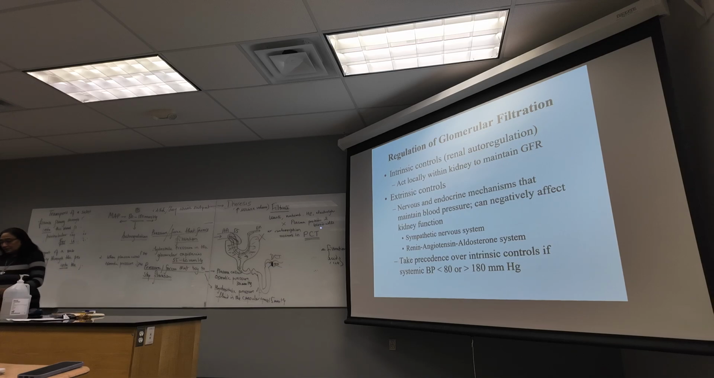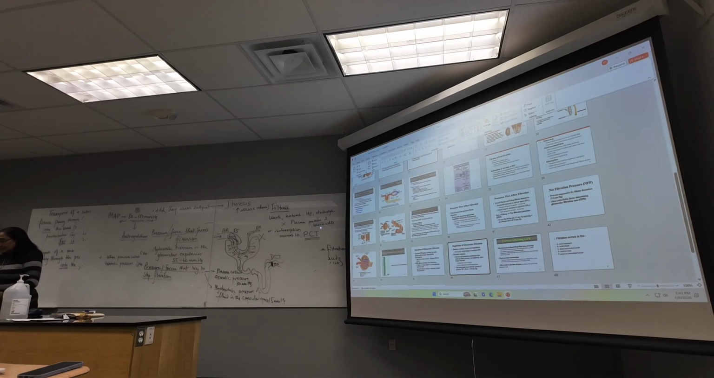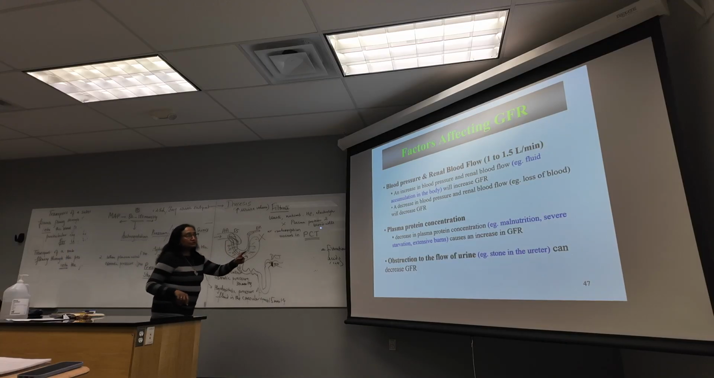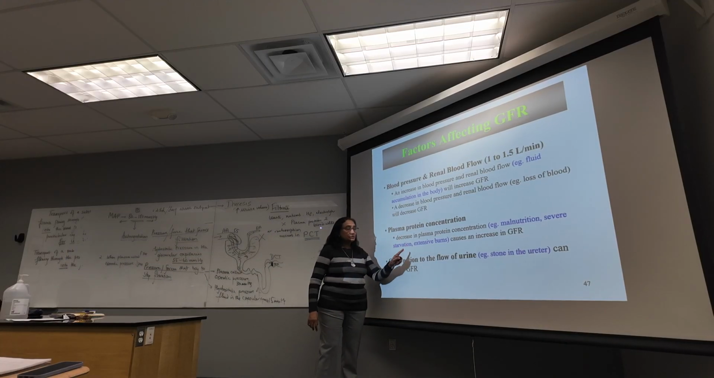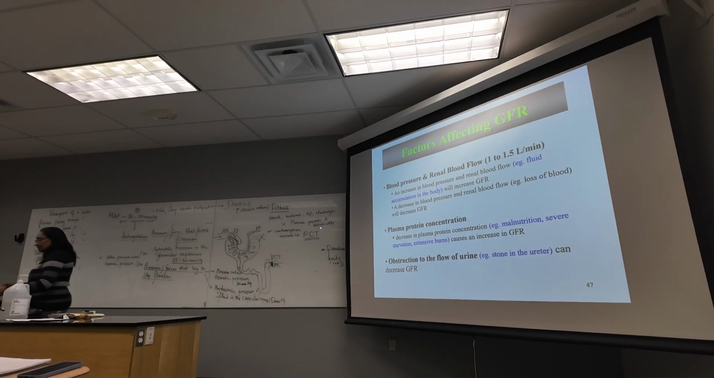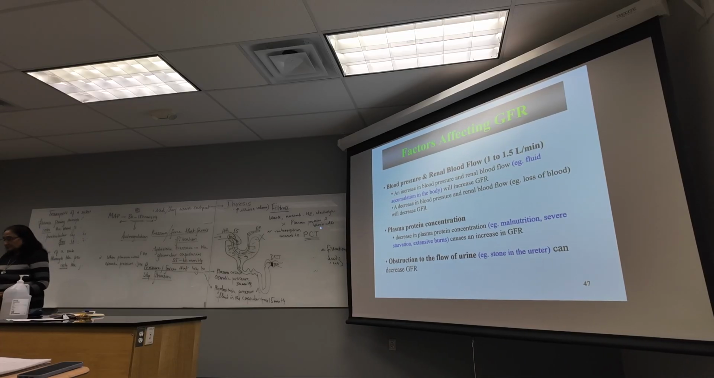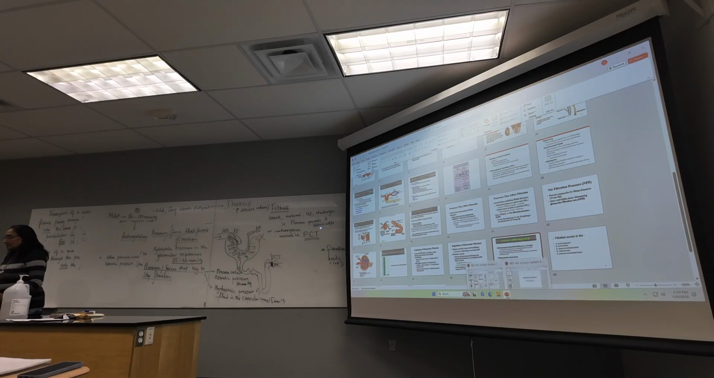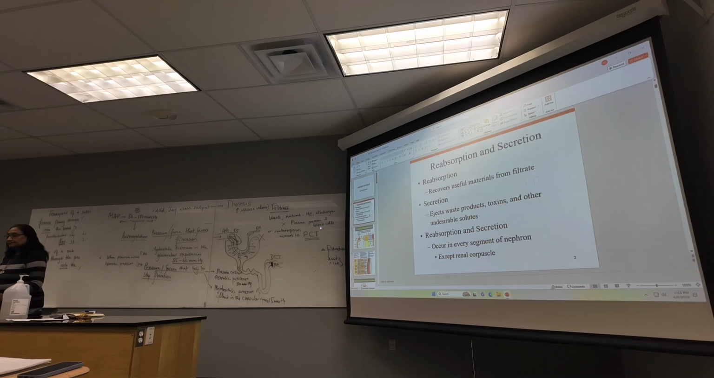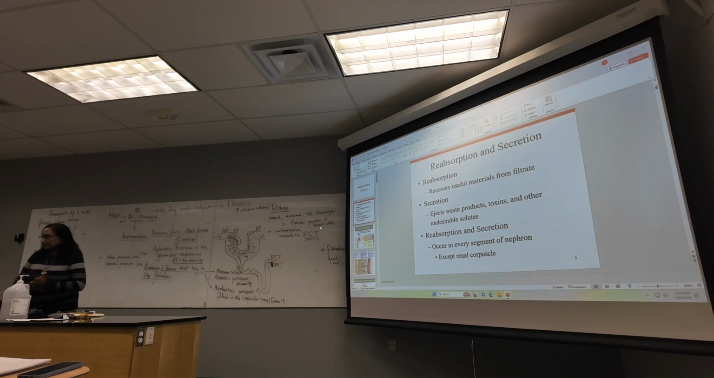So now let's go to the second part. And this last slide is whatever I just mentioned to you. Plasma protein, obstruction to the flow of urine. So let's look at the tubular reabsorption, and then we'll stop for today. I have some questions for you, so let's see if you can answer them. I'm not sure whether you'll be able to answer all of them.